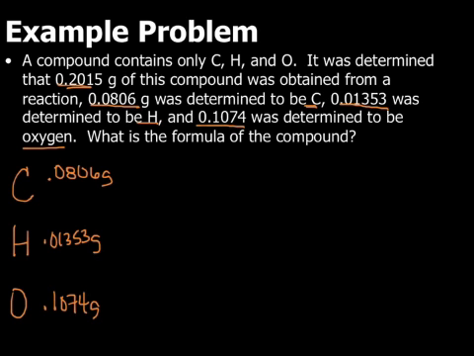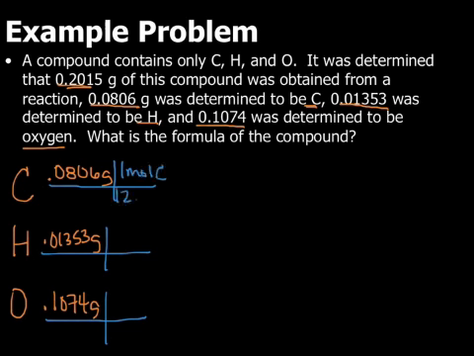Okay, so that's my first step. Now my next step, like I said a minute ago, is to convert all of those to moles. So I'm going to use my molar mass from the periodic table so that all of these are now moles. So for carbon, 1 mole of carbon is 12.01 grams.